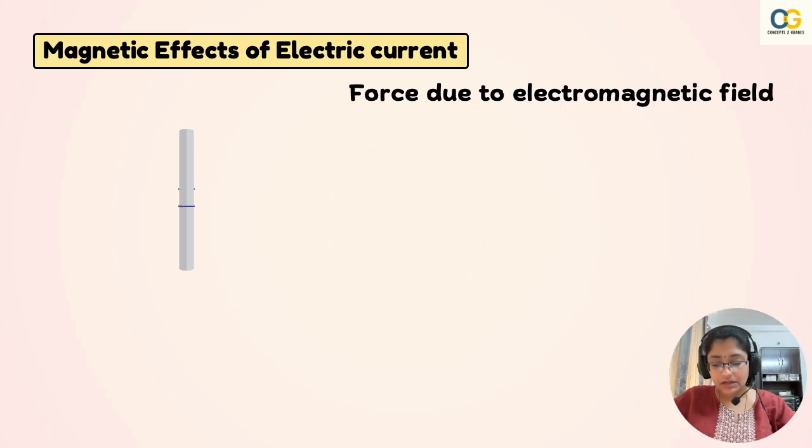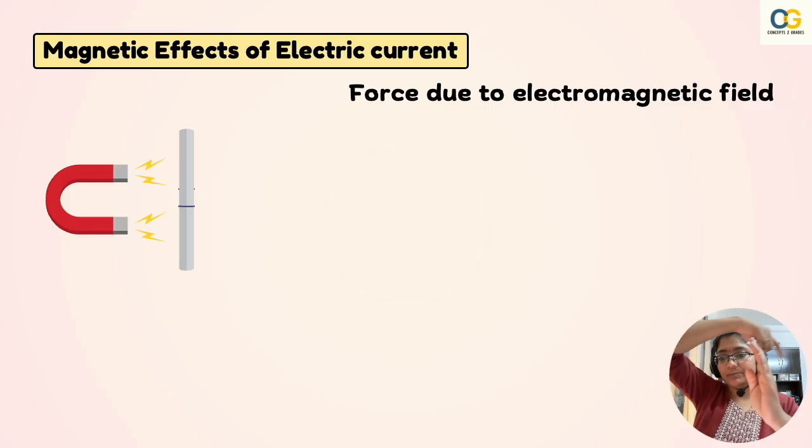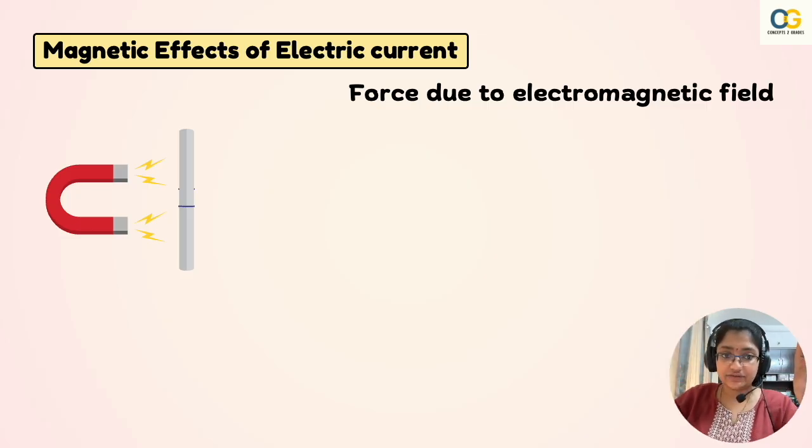Force due to electromagnetic field. The force due to electromagnetic field is nothing but I place an electric conductor. We have already established that there is magnetic field around it. Now I bring another magnet which has much more magnetic field than the magnetic field caused by this conductor, such that this magnetic field is almost null and void. So I have current going, I have a big external magnetic field present. In the presence of these two, there is force that is created.